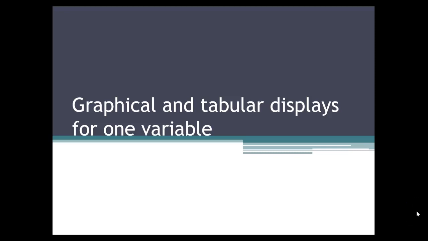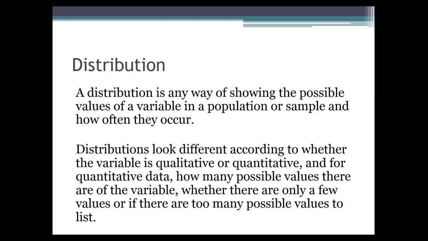Hi. So this lesson is on graphical and tabular displays for univariate data. So data that's just got one variable in it at a time. In this lesson, we're interested in the distribution of the data. And a distribution is just any way of showing all of the possible values of the variable and how often they occur. It could be in a population or it could be in a sample.